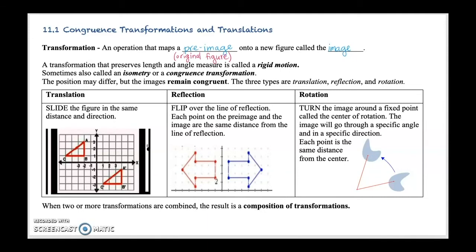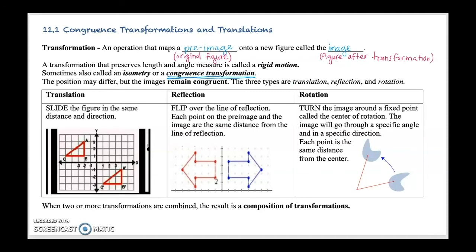So the pre-image is what we call the original figure, and the image is what we would call the figure after transformation. So if you have a transformation that preserves length and angle measure, that would be called a rigid motion. Sometimes it's also called an isometry or a congruence transformation. And congruence transformation is really, I think, one of the more common ones. Rigid motion is pretty common too.